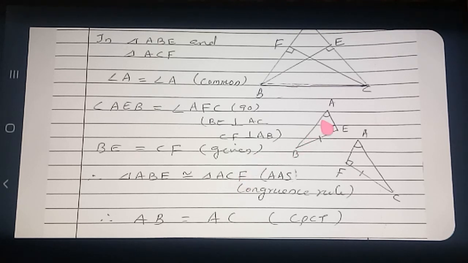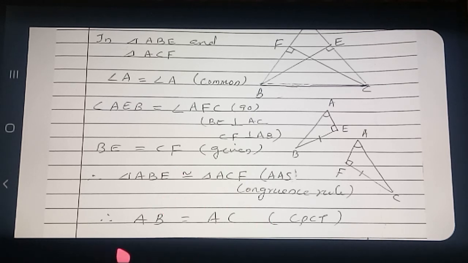What's the remaining vertex of this triangle? B, written in the second position. Here the remaining vertex coming is C, written in the second position. Okay? So triangle ABE is congruent to triangle ACF. Which rule? AAS congruence rule. So here, if two triangles are congruent, all corresponding parts are congruent.